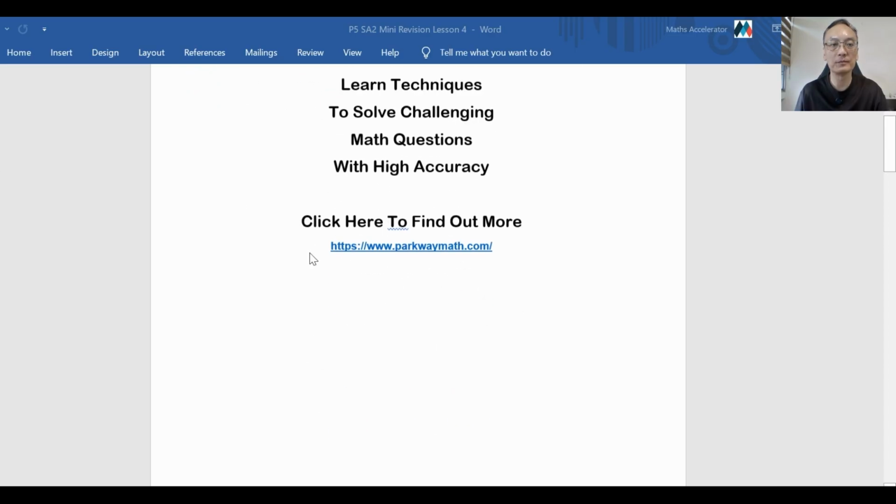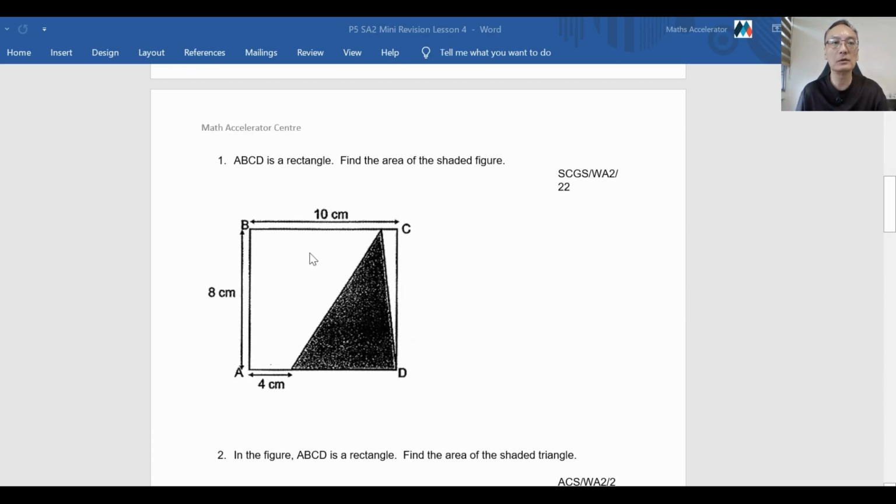Let's move to the first question. As we all know, area of triangle centers on one formula. In order to find the area of a triangle, we simply take the formula half times base times height, right? By applying this formula, we will be able to find the area of any triangle, right? But the condition is that the height and the base must be at right angle.